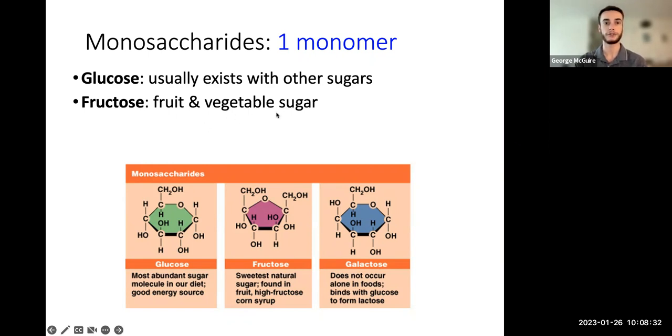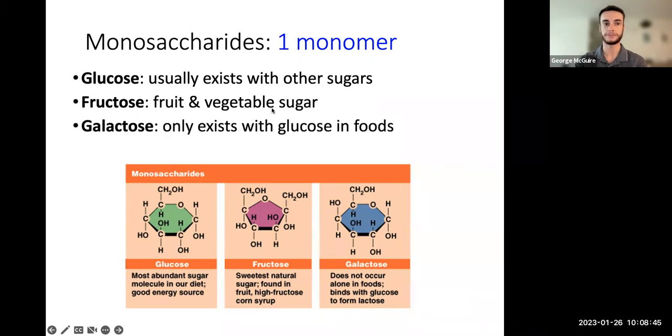Fructose, we typically find in fruits and vegetables that have a sweetness to them. So like the sugarcane root, right? So fructose is the monosaccharide that can be used to create that sweet flavor. Galactose only ever exists alongside glucose to make up lactose in all mammalian milk products.